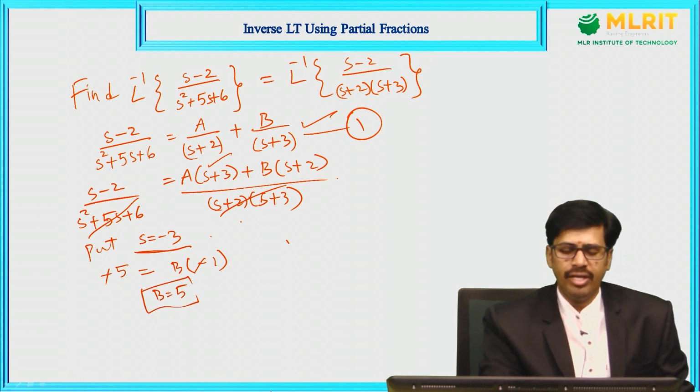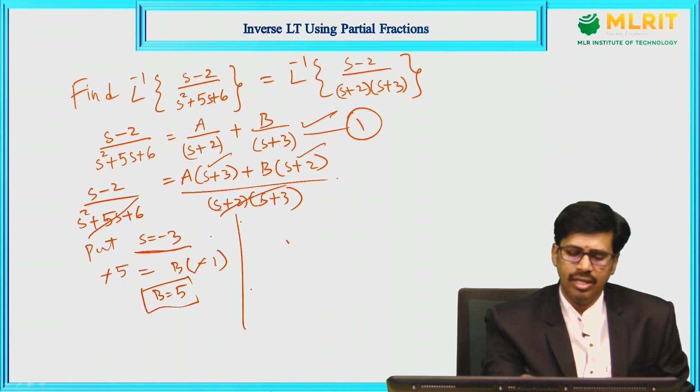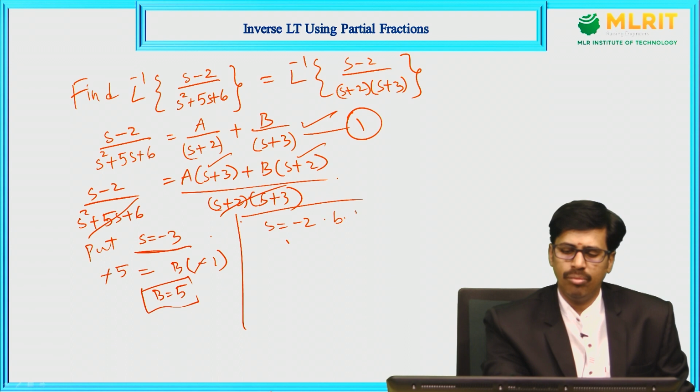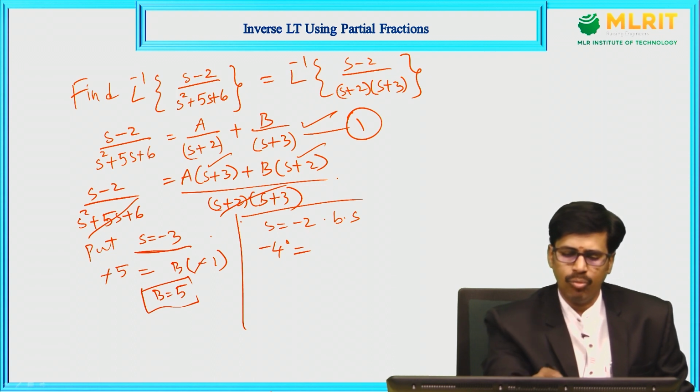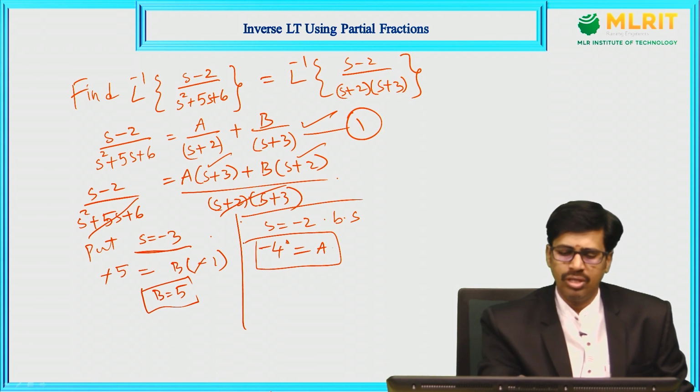Similarly, to find the value of a, we take s is equal to minus 2, substitute s equal to minus 2 on both sides. So, we get minus 2 minus 2 is minus 4 is equal to a into (s plus 3). S means what? Minus 2 plus 3 is 1, into a, plus 0. So, a value we get as minus 4. Substitute a and b values in equation 1.